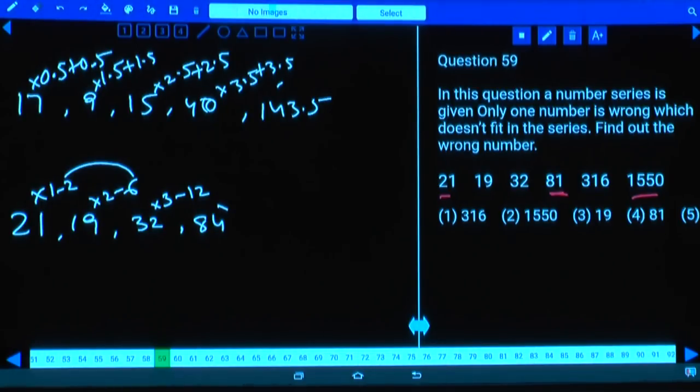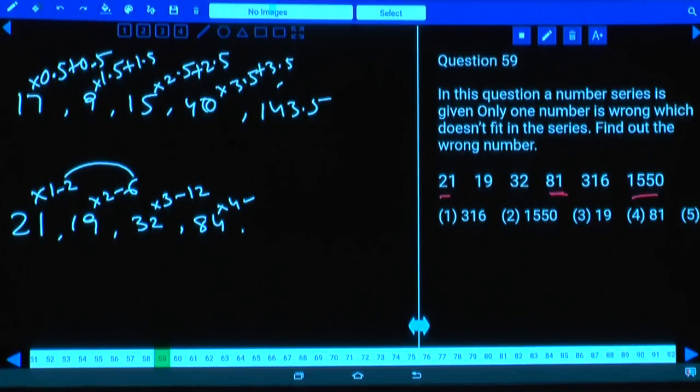And 84. 84 into how much? 84 into 4. What is the answer here? 80 into 4, 320, plus 16, 336, isn't it? 336 minus how much? Then 96 minus 12. 336. 30. Now 2, 6, and after this 2 and 6, the next number must be what?